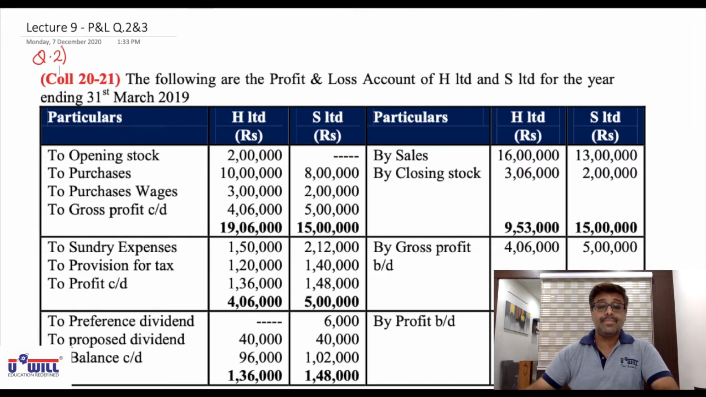Hello everyone. Today we'll be taking up the second question of profit and loss statement of holding and subsidiary company. Look at it, understand it properly. The following are the profit and loss accounts of H Limited and S Limited for the year ended 31st March 2019. Now, two questions I'll be taking up today, question 2 and 3.